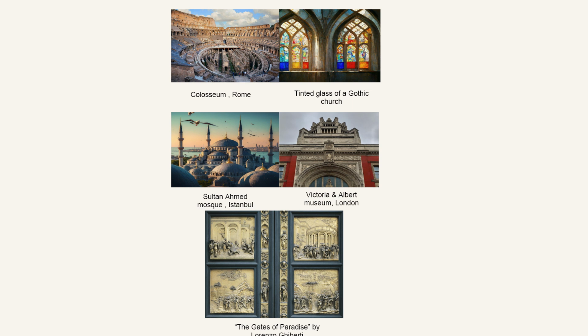Next we have precipitates. These pigments are created through chemical reaction. Prussian blue, chrome green and chrome yellow fall in this category, offering vibrant and stable colors. Those stunning tiles of Sultan Ahmed Mosque in Istanbul are good examples for this.